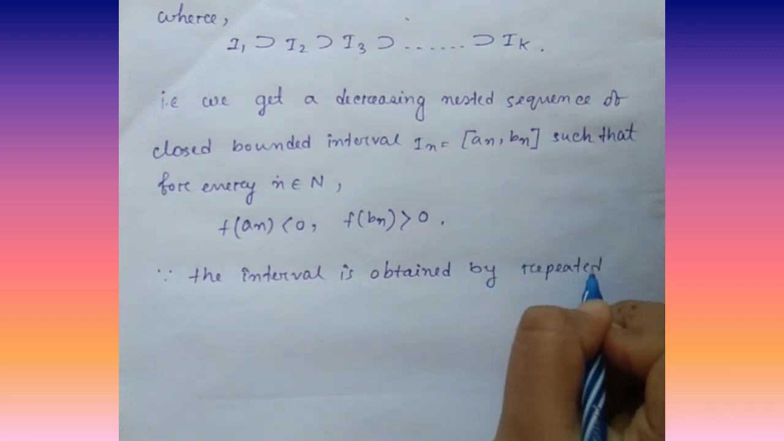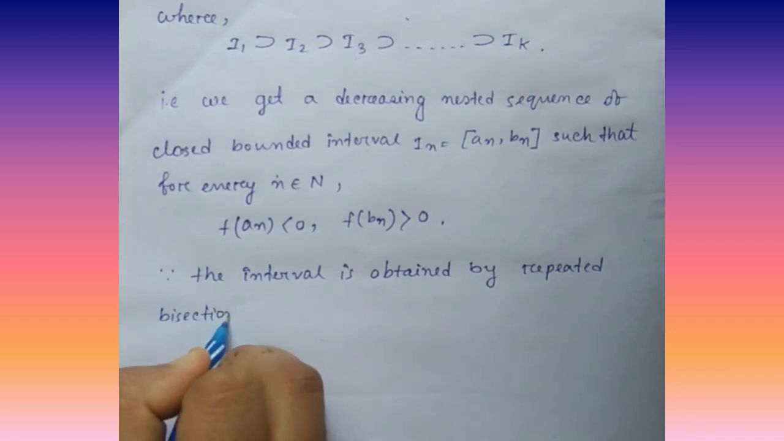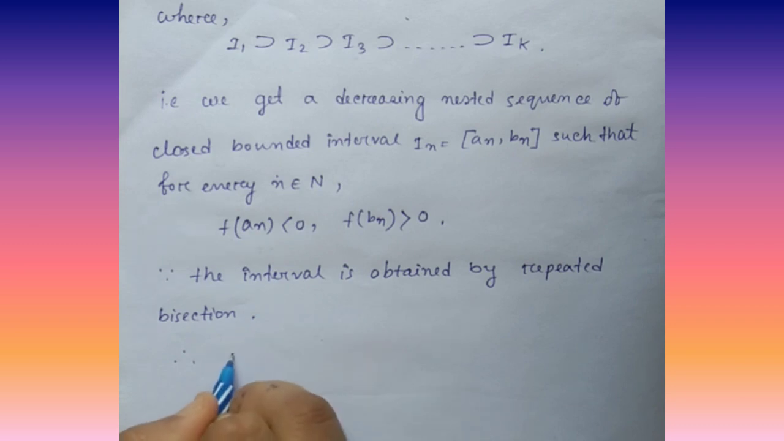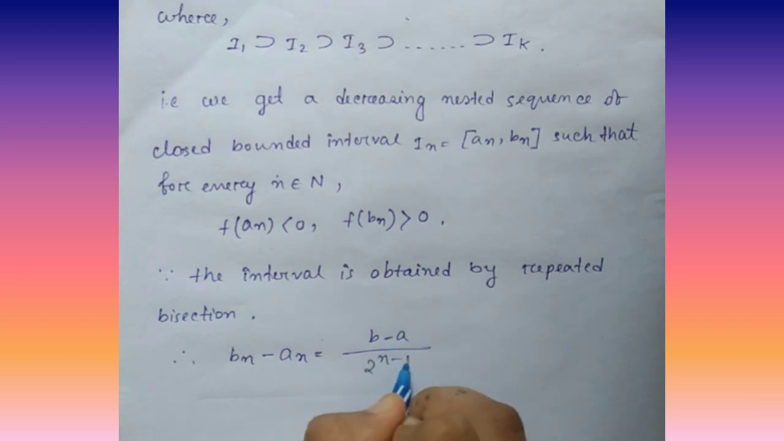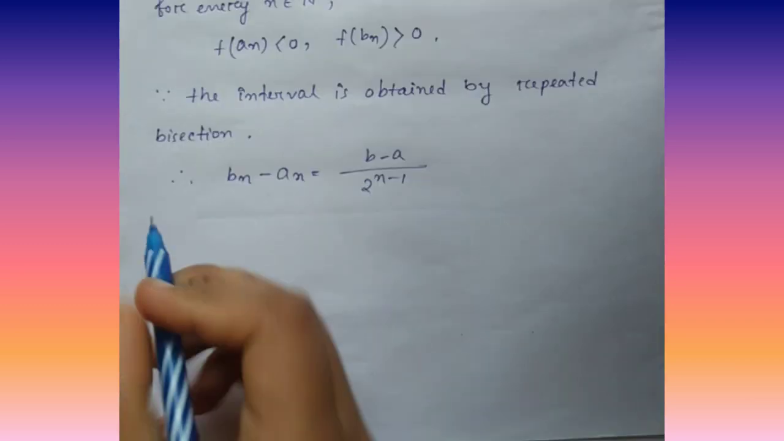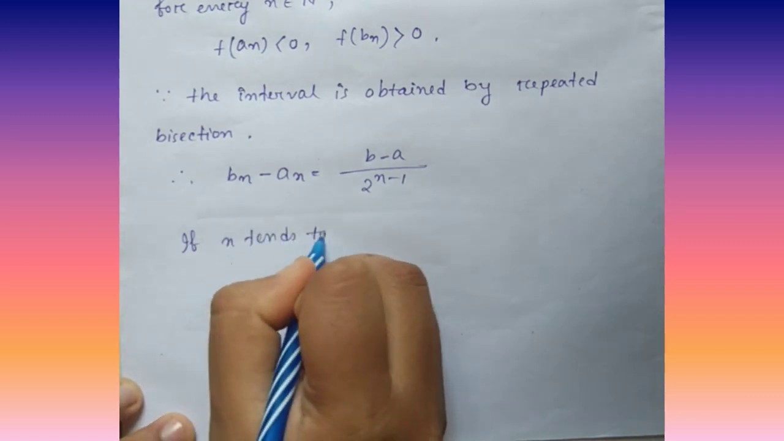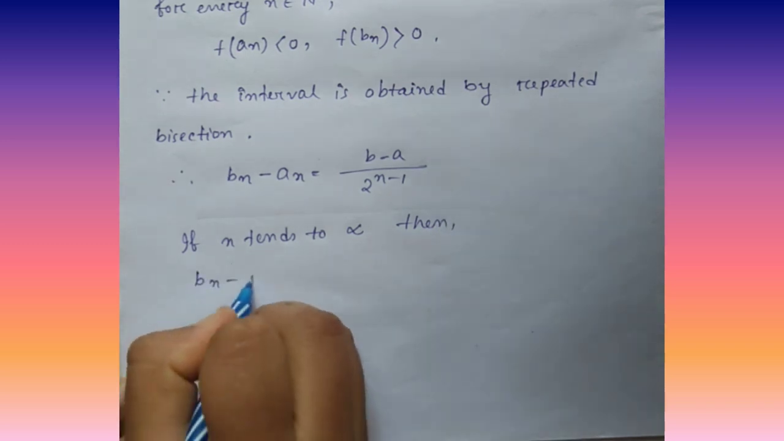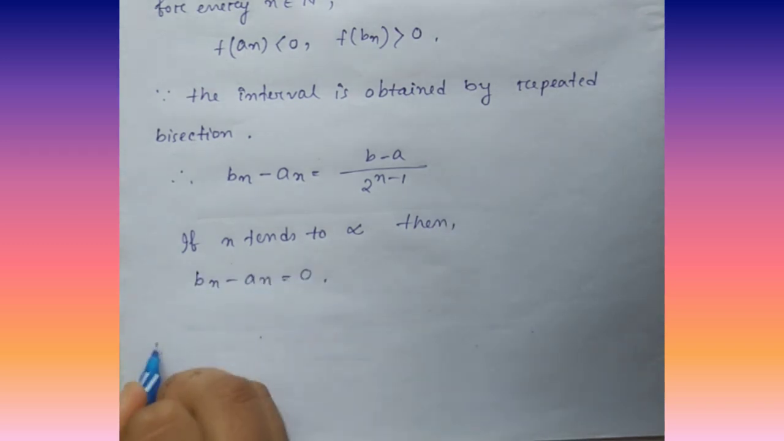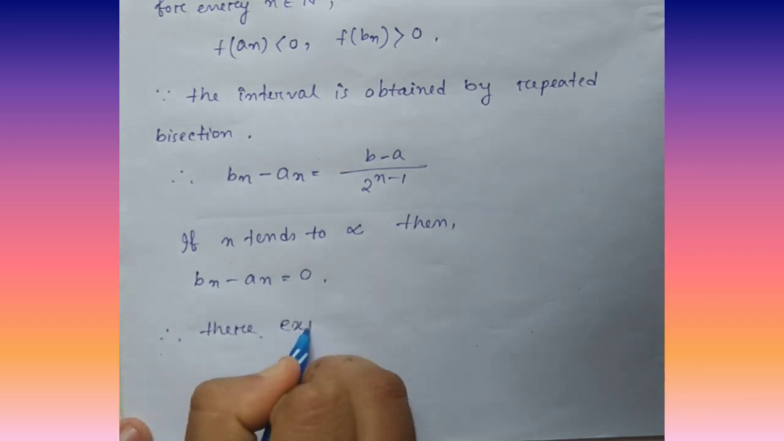Now we have to prove that there exists a point c in In. Since the interval is obtained by repeated bisection, we get the equation bn minus an equals (b minus a) divided by 2 to the power n minus 1 for all n belongs to N. Now if we consider that n tends to infinity, then we get bn minus an equals 0. That is, there exists a point c on I.